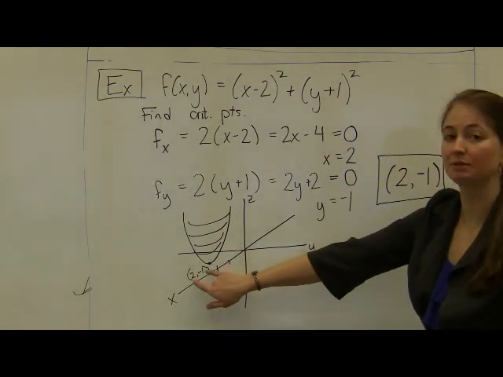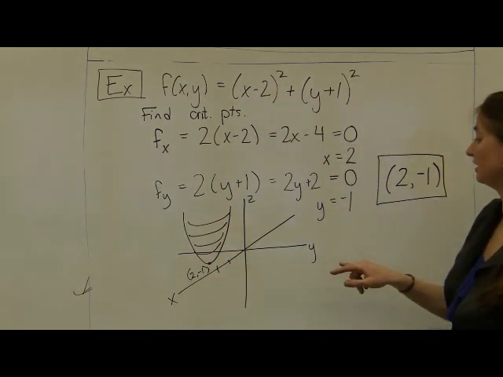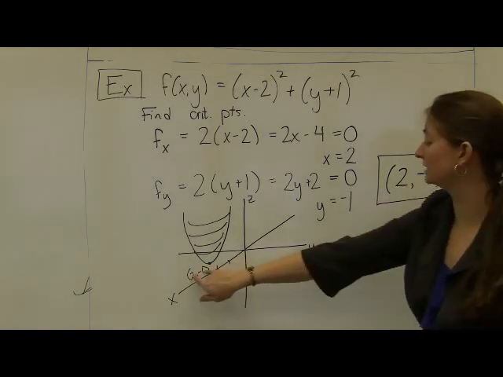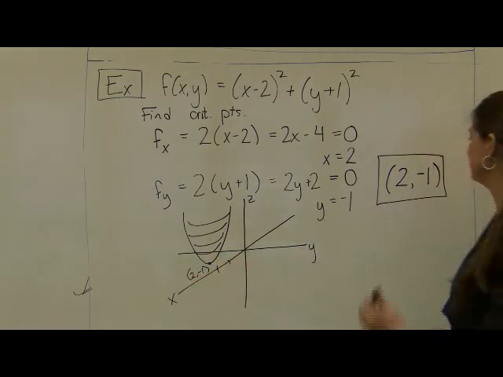And I could use three-dimensional graphing software to graph this as well if I wanted. But looking graphically, I can see that the point 2, -1 is going to be a minimum value.